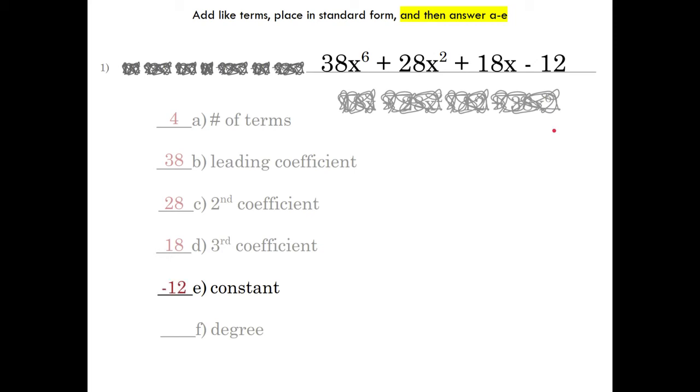If there is no number in the expression, that means if there was no number here, the constant would be 0. The degree is the highest exponent. The highest exponent in our case would be a 6, so the degree is 6. That's how you do question 1.